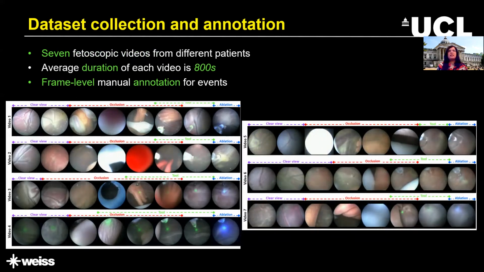In terms of dataset collection, we had 7 fetoscopic videos from 7 different patients available to us. Average duration of each video was about 800 seconds. We performed frame-level manual annotations for each event. Some example frames from these 7 videos are shown in this figure, where you can observe the variation in terms of lights and appearance across different subjects, and also the variation in terms of occlusion.